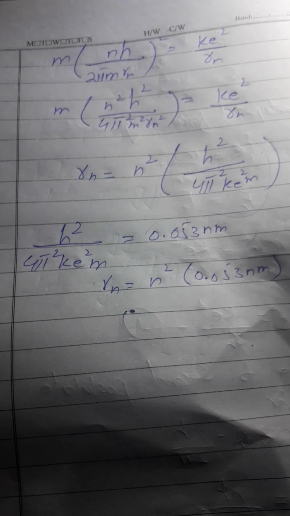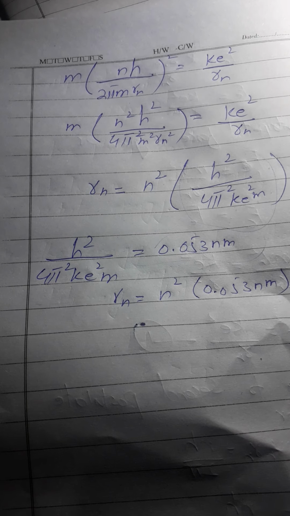To find the radius of the first orbit, you are going to put n equal to 1. For the second orbit you are going to put 2, and so on, keep putting the value of n.